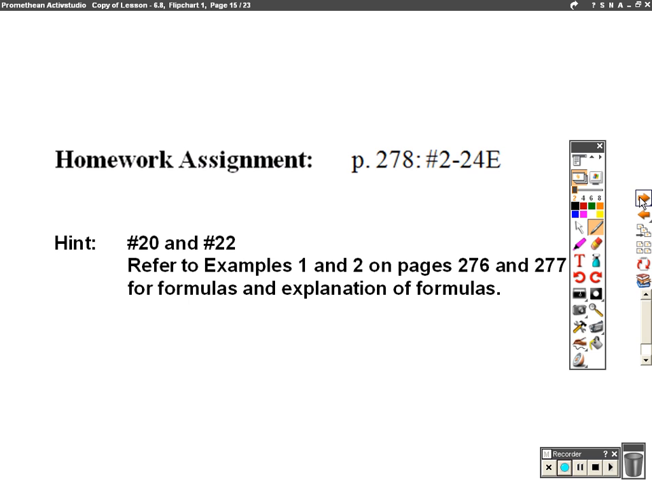Okay, your homework is 12 problems, page 278. And I give you some hints here for numbers 20 and 22. The formula is not given to you. So you actually need to read the examples 1 and 2 on pages 276 and 277 and understand what formulas you're going to use and what the variables in each of those formulas represent, because you're going to have to plug numbers in for those variables. So good luck.